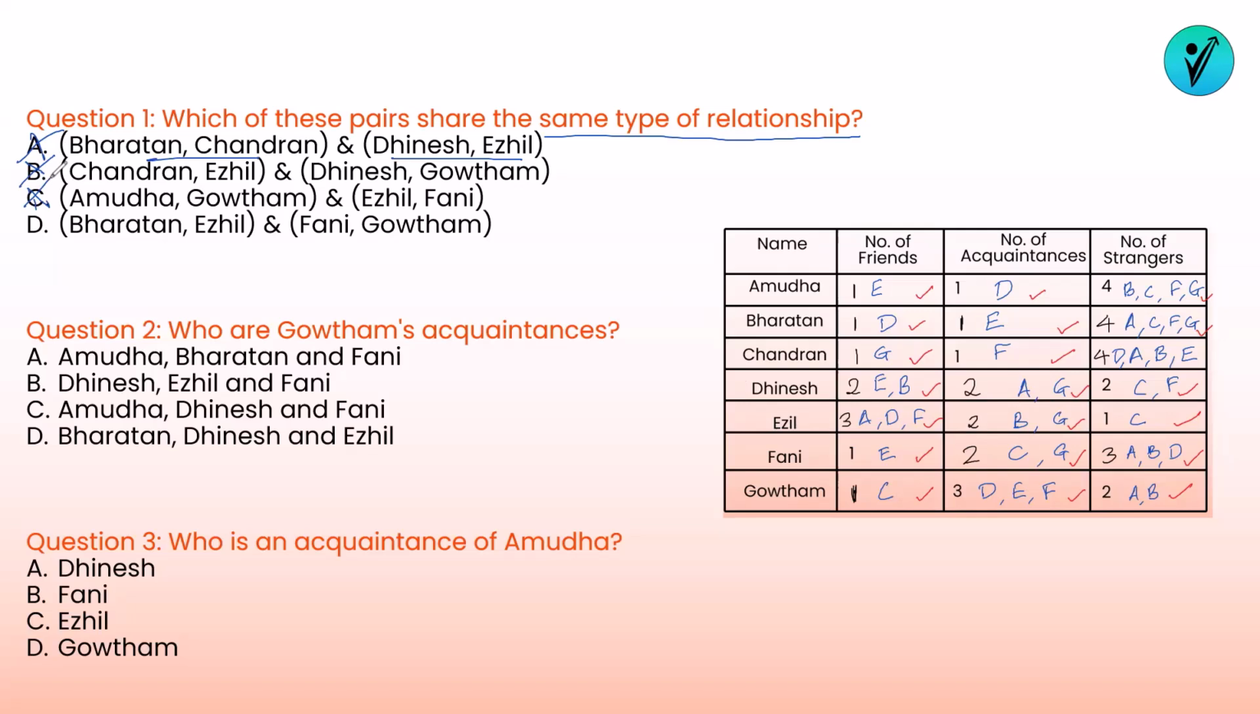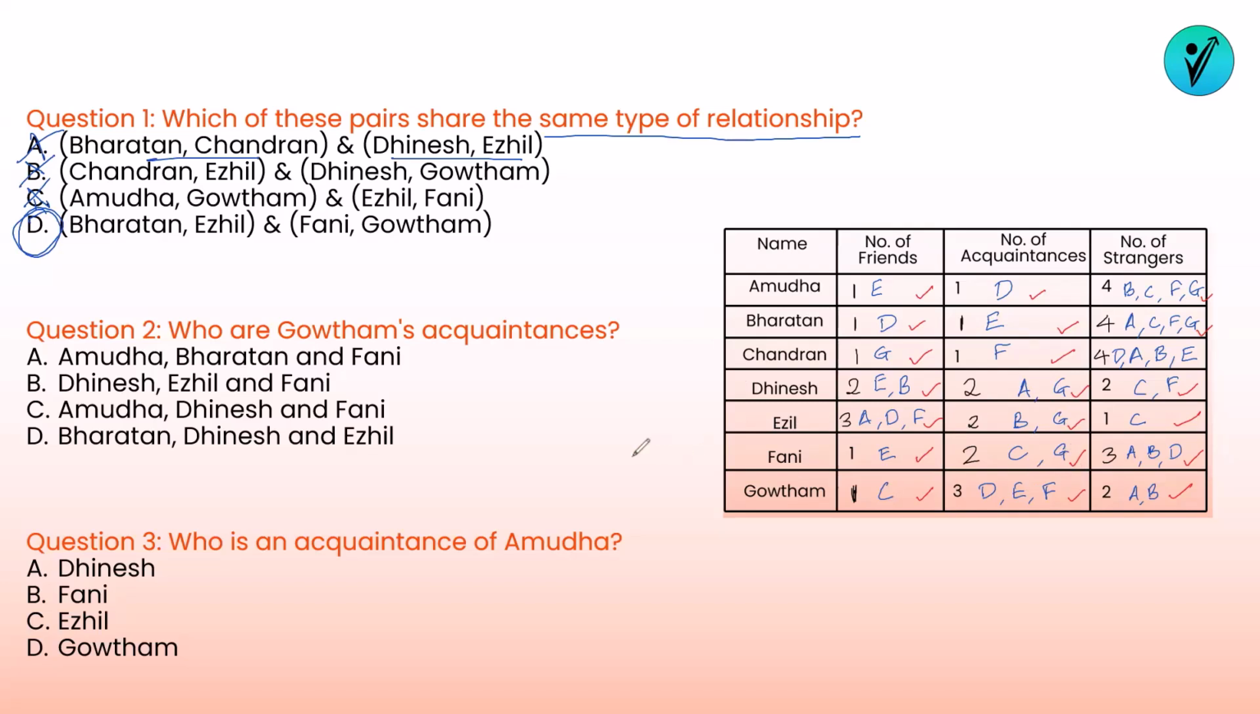That means we are left with only the last option, that is option D. So that should be the answer, but let's just confirm it. BE, B and E are strangers. And FG, are F and G also strangers? Yes. So that is going to be the answer.